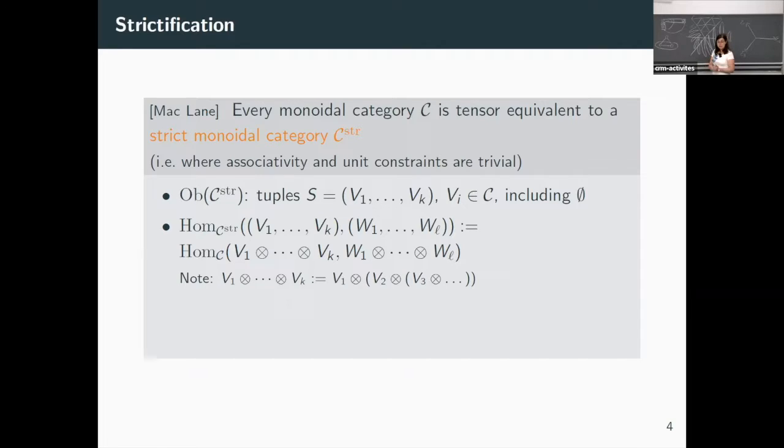And he gives an explicit construction for this. So as objects in this strictified monoidal category, we'll take just tuples of objects in our original category C. And if we have a tuple of length 0, this actually just means the empty tuple. And so then morphisms in the strictification will simply be defined as the morphisms in the original category between the objects corresponding to the V_i or W_i objects which we just tensor together. And tensoring in this case always means that we tensor basically from right to left.